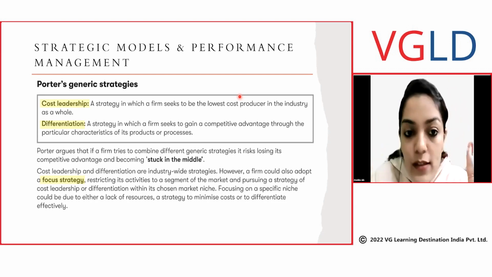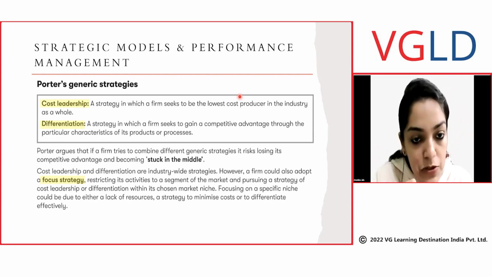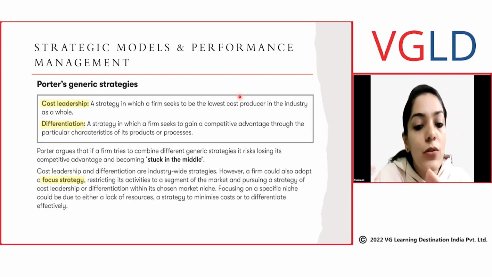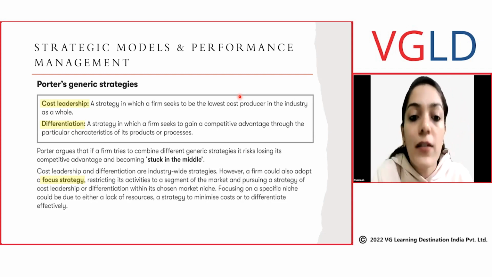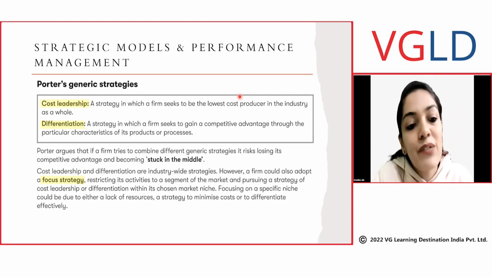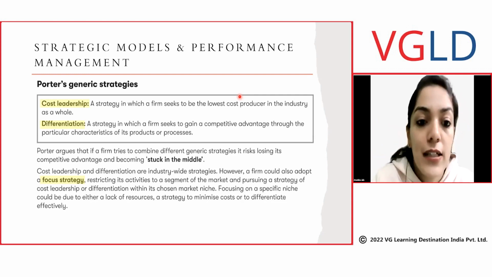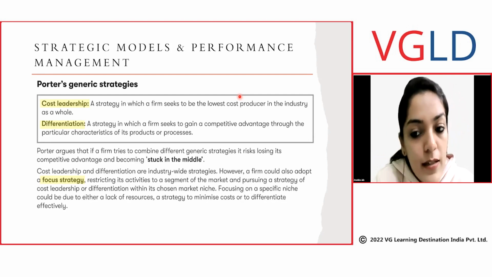So the two main strategies are cost leadership and differentiation. Then with time, it was found that companies also create a smaller segment within the bigger market and then follow either cost leadership or differentiation. Have you understood this?